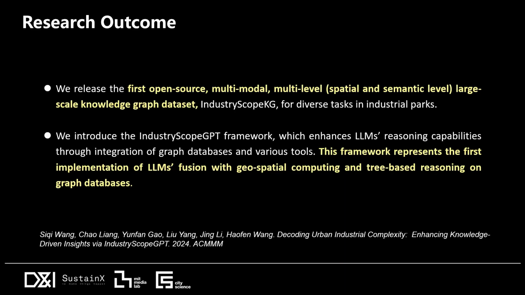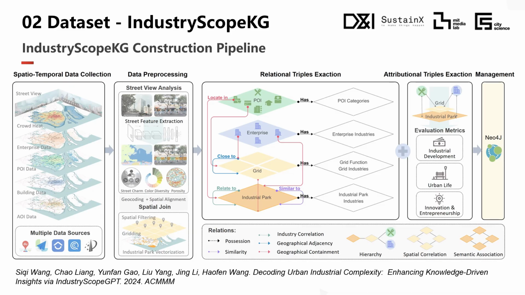To solve this, we release the first open-source, multimodal, multi-level, spatial and semantic level, large-scale knowledge graph dataset, IndustryscopeGPT, for diverse tasks in industrial parks. We introduce the IndustryscopeGPT framework. It represents the first implementation of LLM's fusion with geospatial computing and tree-based reasoning on graph databases. Experiments on site selection and industrial park planning confirm that the IndustryscopeGPT dataset and framework enhance the efficiency and adaptability of LLMs. To build IndustryscopeGPT, we followed a 5-step construction pipeline.